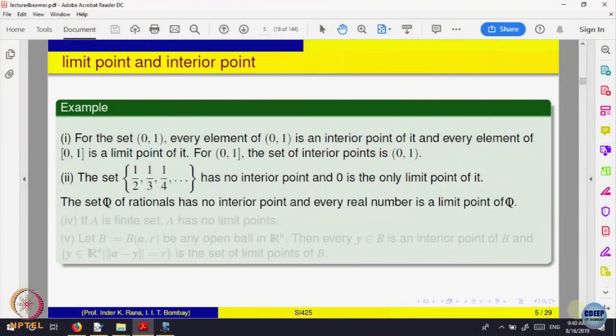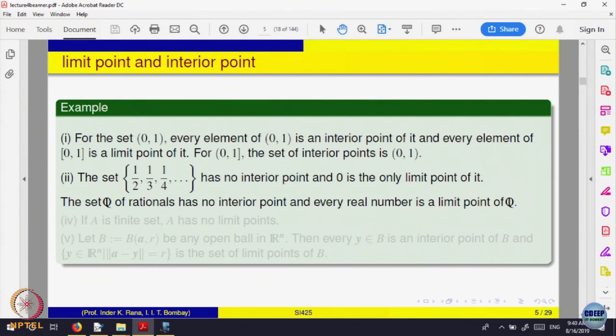No, obviously not, because whichever open ball I take around 1/2, it will go outside the set {1/2, 1/3, and so on}. So there is no interior point; the interior is empty. Similarly, you can show that for the set of rationals, there is no interior point.